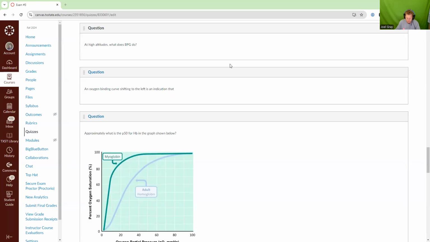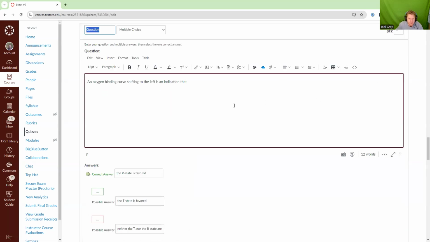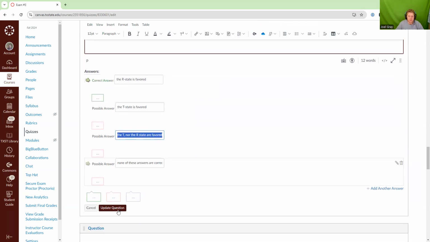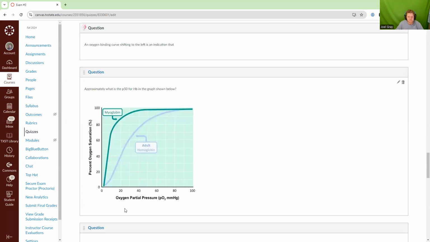All right, so next up is an oxygen binding curve shifting to the left is an indication that the R state is favored, the T state is favored, neither the T nor the R state are favored, or none of these are correct. Well, if it shifts to the left, that means it's getting closer to the y-axis, which is an indication that the R state is favored. And another thing that indicates is that your P50 will be decreasing. And if your P50 decreases, that means your oxygen affinity increases.